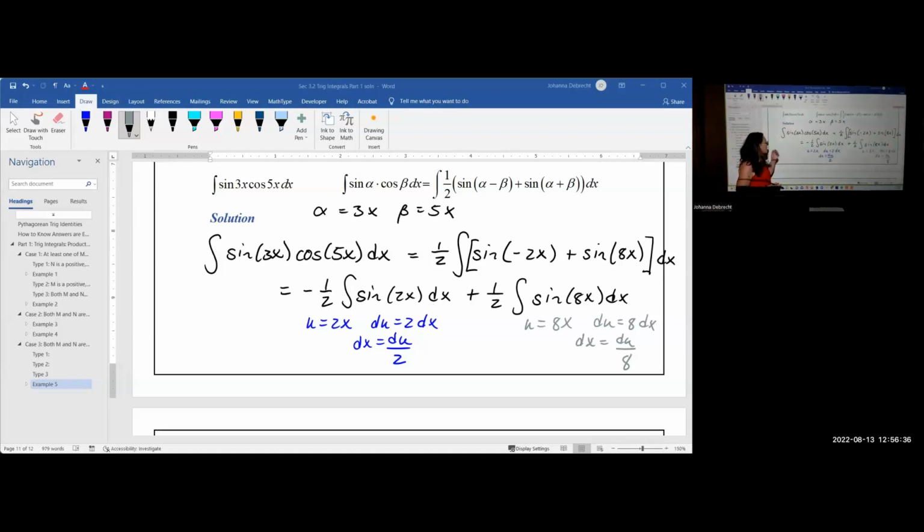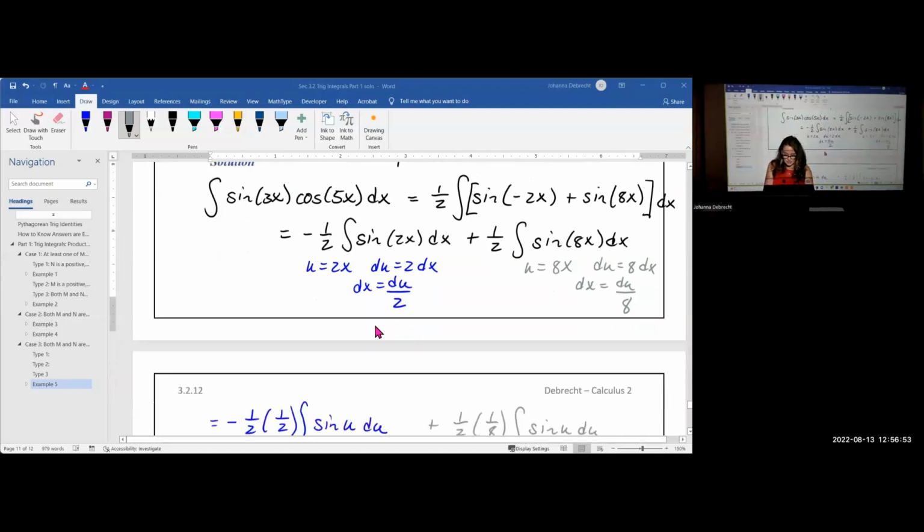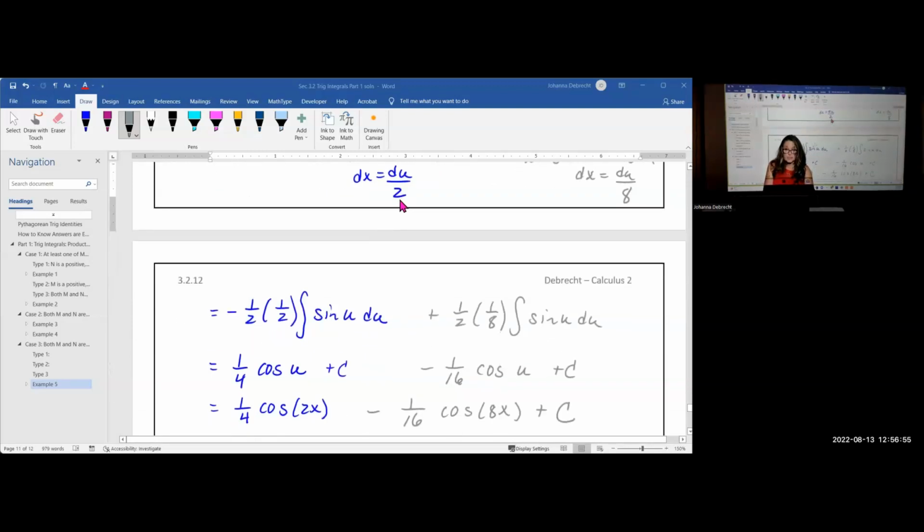Okay, let's see what you've got. So we split it into these two different integrals. Each one needs its own u substitution, not the same u. U on the left one is 2x, so du is 2 dx, dx is du over 2. When you make the substitution and integrate, then you're going to have a minus 1/2 times the 1/2 from the du over 2, sine of u du. Now the integral of sine of u is negative cosine, but you've got a negative here, so a double negative makes it positive, and then we replace u with the 2x.